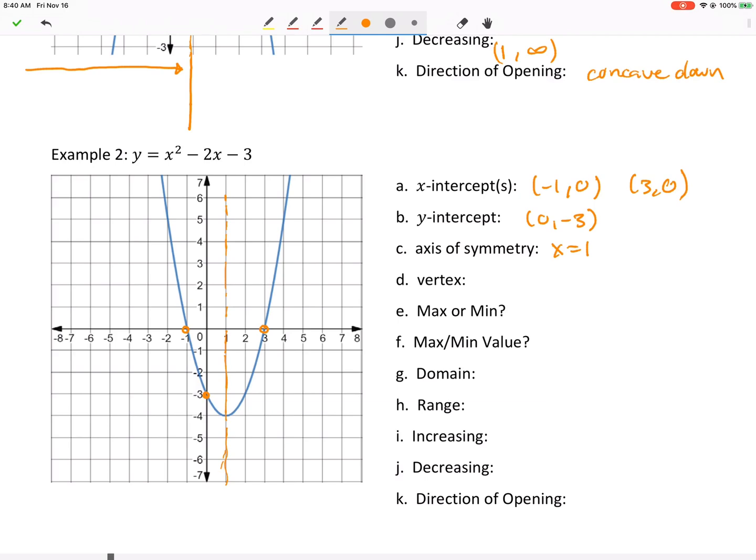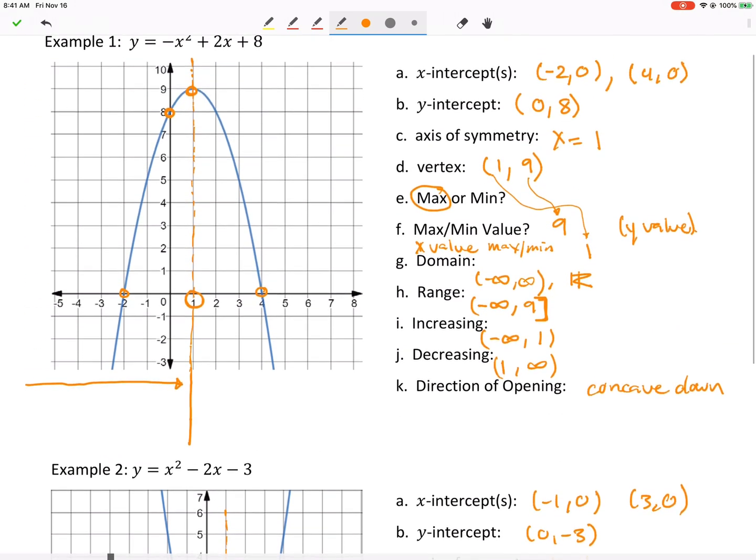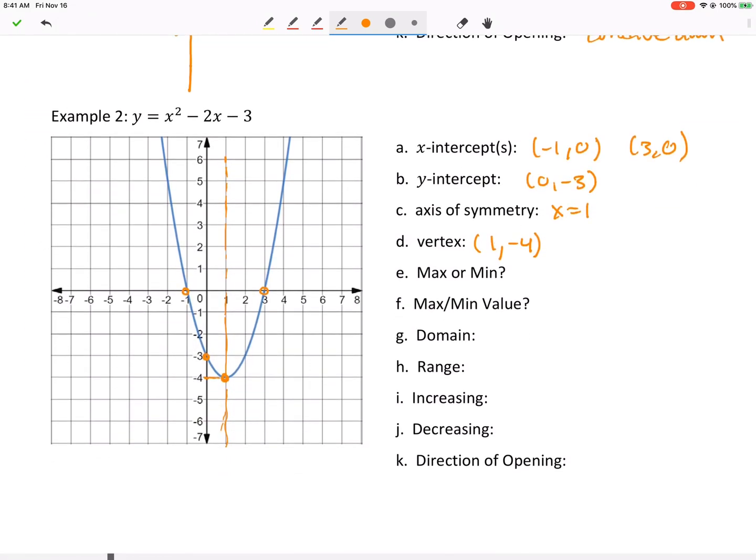Vertex is the turning point. The x value of it will always be our axis of symmetry. And then our y value, we just look at the graph, and that would give us -4. All right? Are these exactly the same? No, they're not the same. Okay. All right. Is the vertex a max or min? It's a min because it's concave up. And that value is this value, which is -4. That's the minimum value of the graph.